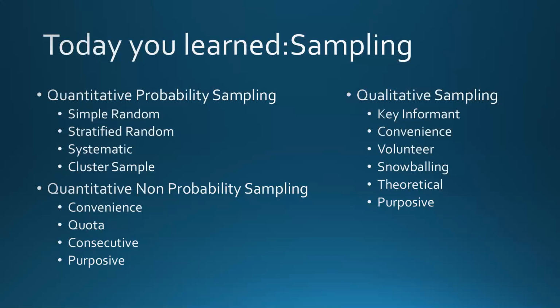Qualitative sampling has to do with the richness of the data, the detail, the description, the insight, the depth of knowledge. And so those sampling strategies involve key informant, convenience, volunteer, snowballing, theoretical, and purposive.